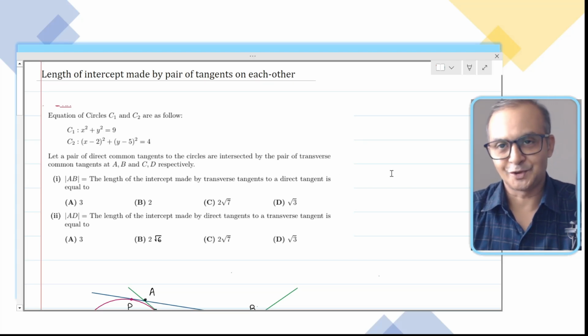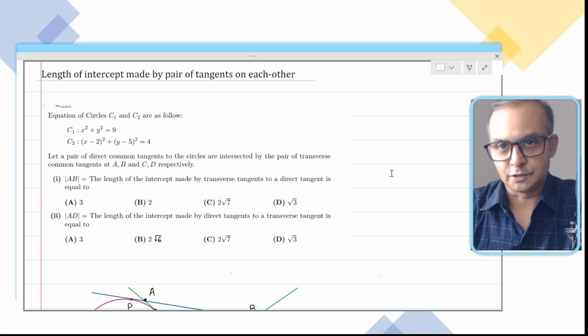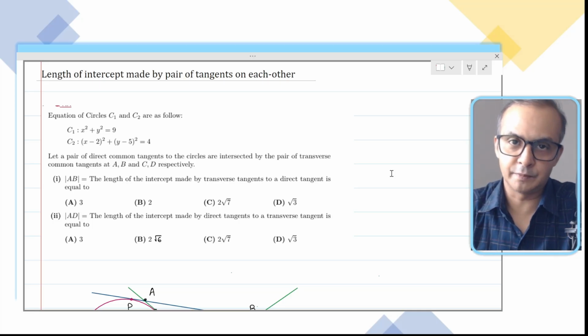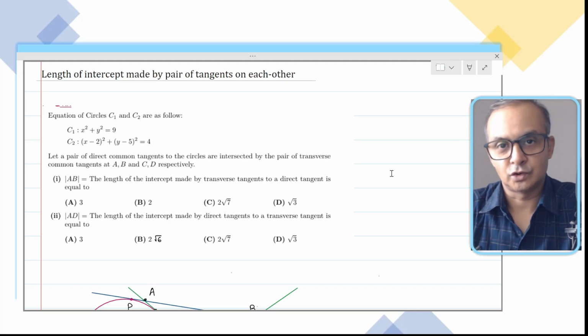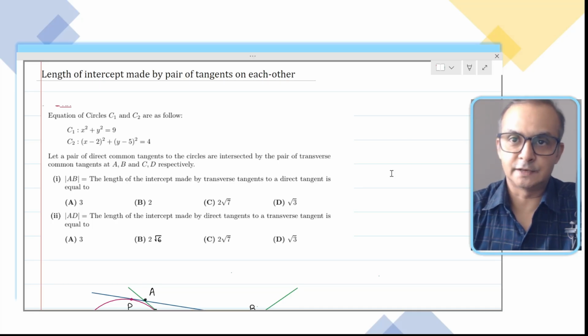Hello everyone. In this video, we are going to solve this question, which is based on the length of intercept made by the transverse tangents on a direct common tangent, and vice versa. For that, we have two circles given.